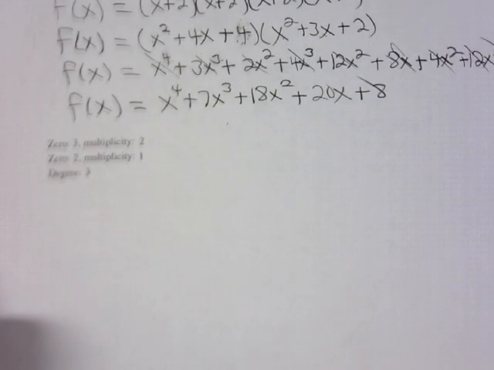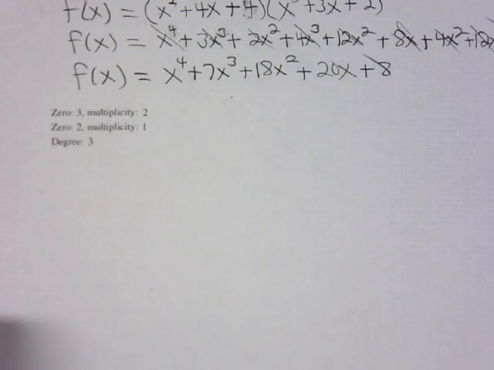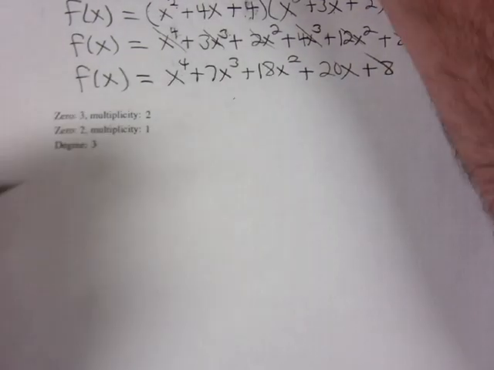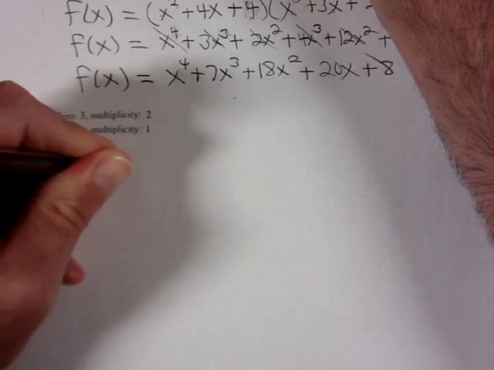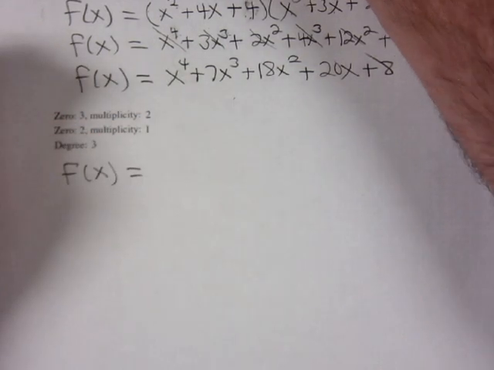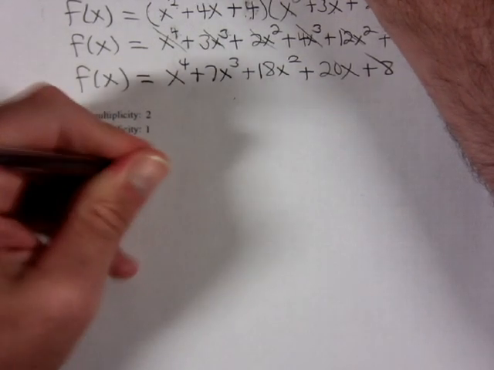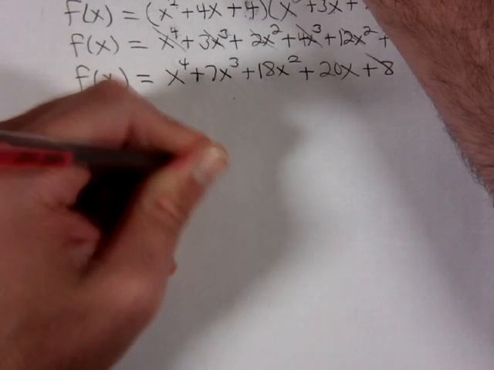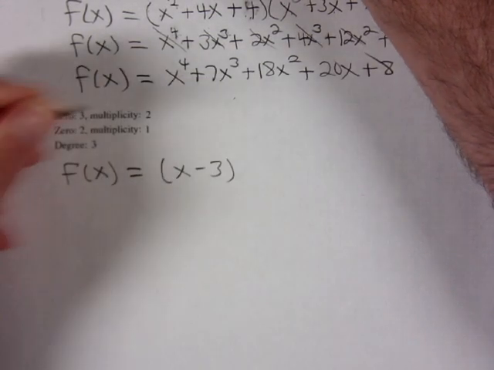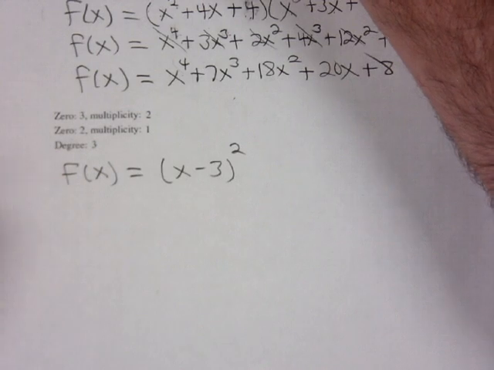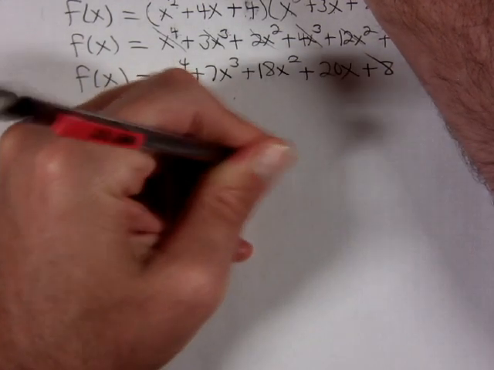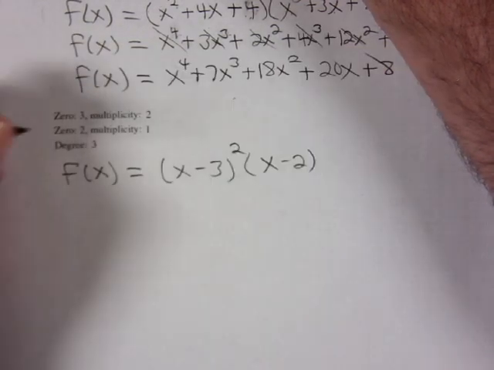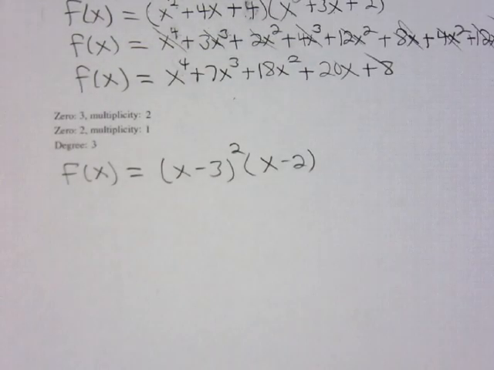Let's try it. So the first thing I need to do is write out the function in factored form based on the zeros that they have given me. And so the first zero is 3, so that'll be x minus 3. Multiplicity is 2. We'll go ahead and square that. That'll be times the other zero, which is 2, so it'd be x minus 2, and multiplicity of 1. We'll leave it like that.